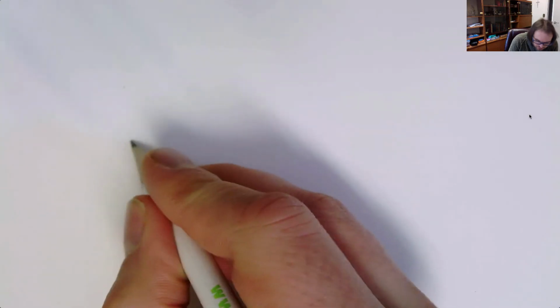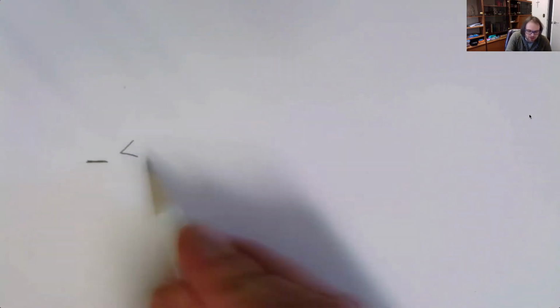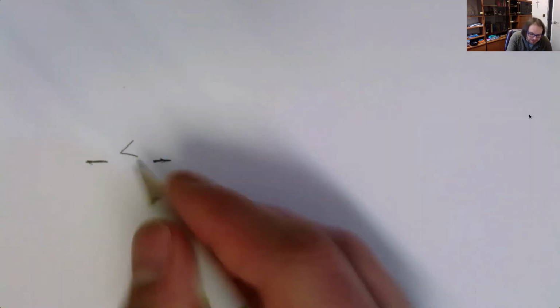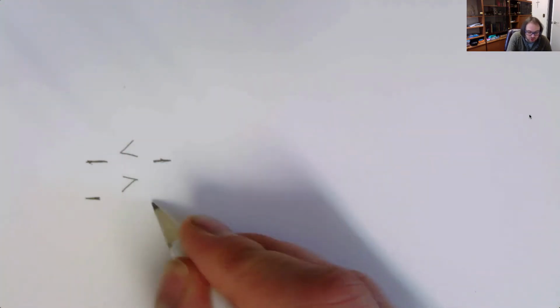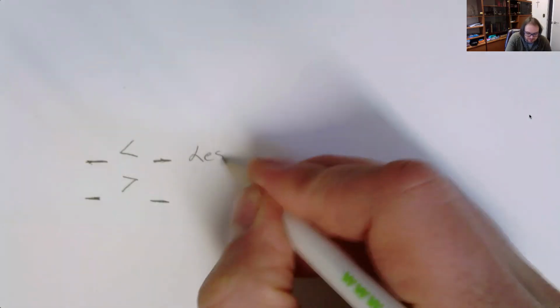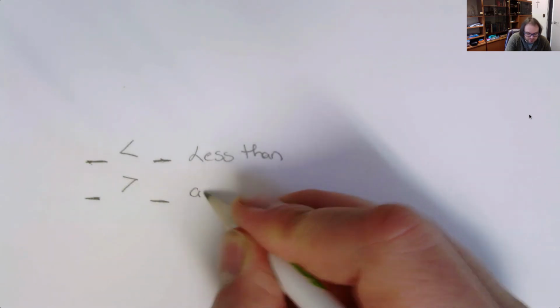So there are three symbols that you guys have to know. First is one like this, okay? This here means if I have a number here, it is going to be less than the number here. My next symbol goes like this. So this number on this side is greater than the number on this side. So once again, this is less than, and this here is greater than.